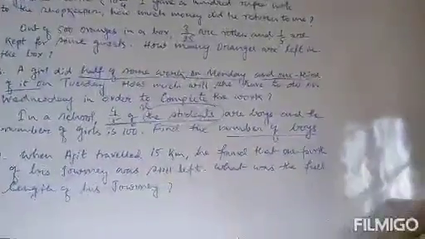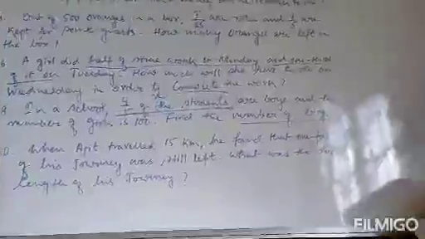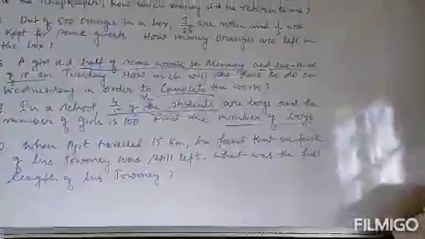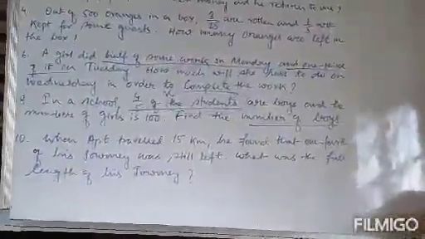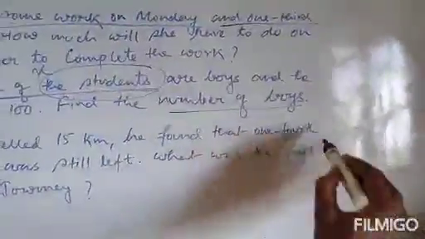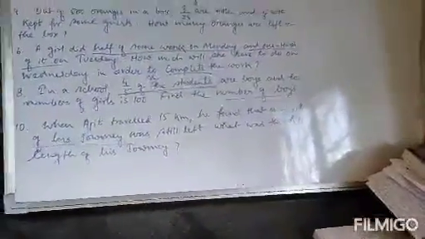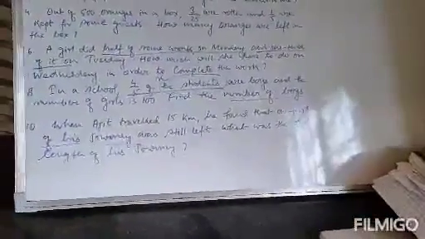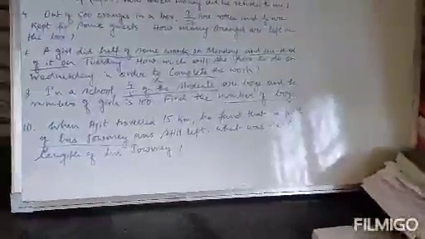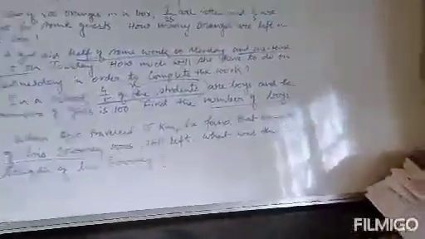So full length of the journey be x kilometer, and he has traveled 15 kilometer, and after traveling 15 kilometer he found that 1/4 of his journey was still left. That means 1/4 of his journey, and his journey is x kilometer, so 1/4 of x kilometer is still left, because 1/4 is to be calculated on the basis of total length of the journey.